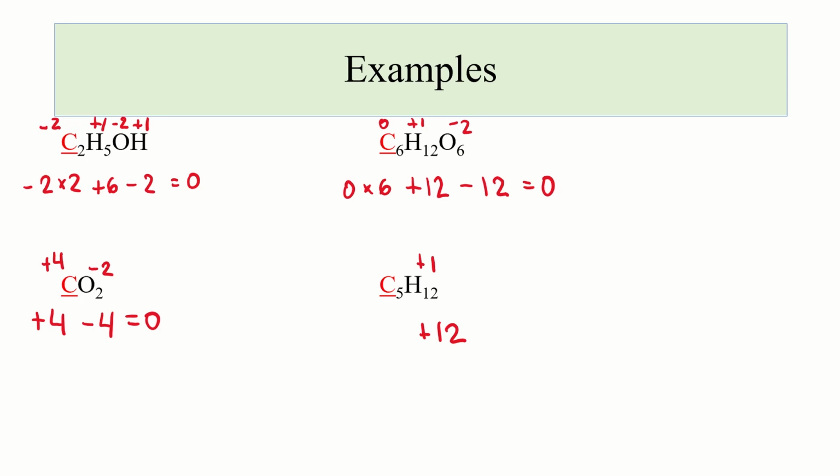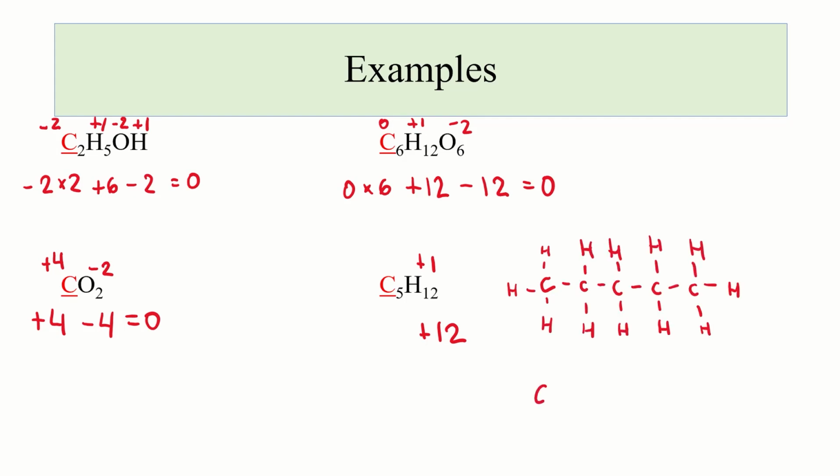C5H12. +1 oxidation state for hydrogen, +12 for all the hydrogens. Now this compound is an organic compound, a molecular compound, and it's a little bit more complicated. In this example, we would need to look at individual carbon atoms. So let's draw the structure of the C5H12. Each carbon makes 4 bonds, 4 single bonds with hydrogens. We can also represent this with the condensed formula, CH3, CH2, CH2, CH2, CH3. So we know that each hydrogen will have +1 oxidation state without exceptions.